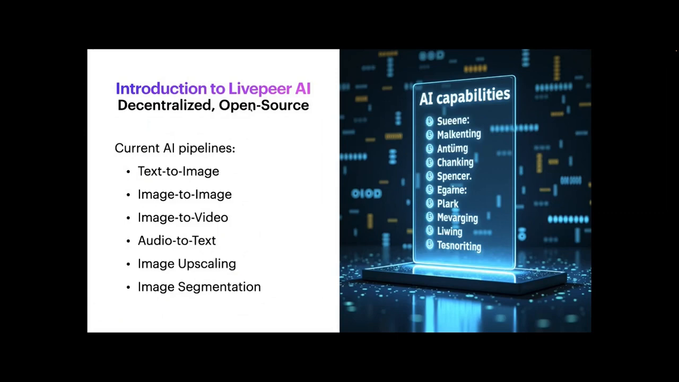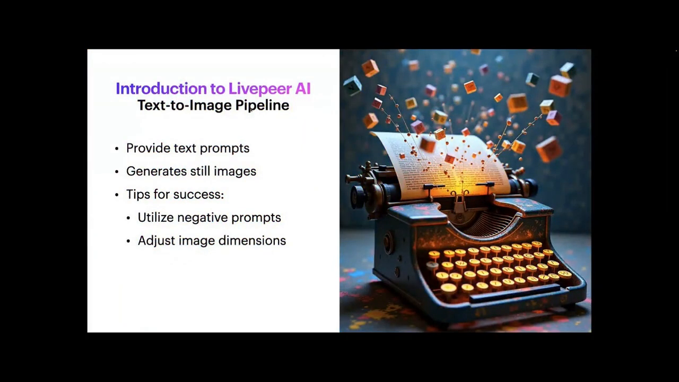And again, just as a brief introduction here, text to image, some tips for success here, which we'll dive into a little bit more later. Obviously you're going to provide a text prompt, get a still image back. One thing that really helps if you're looking for a particular result is to make use of negative prompts, and also work with your image dimensions.